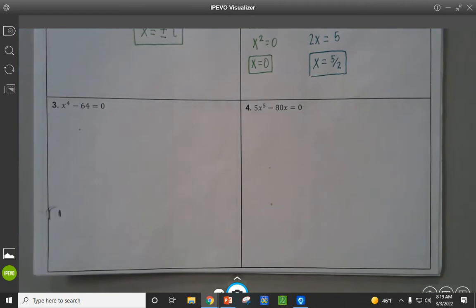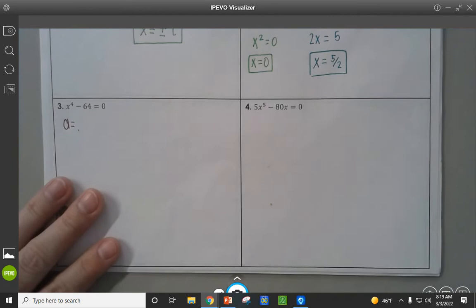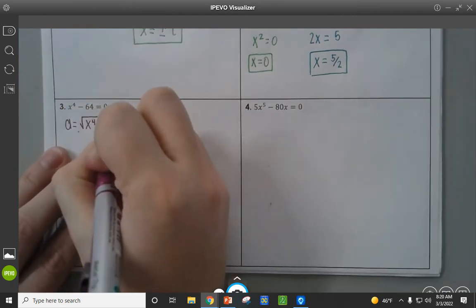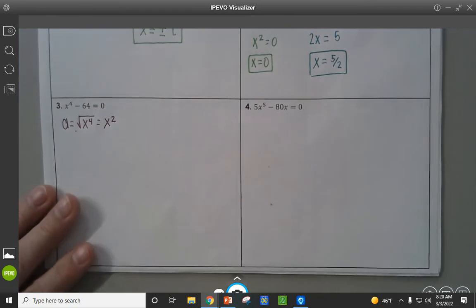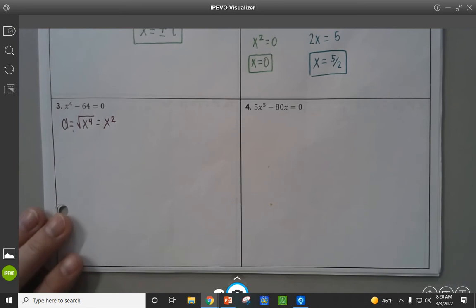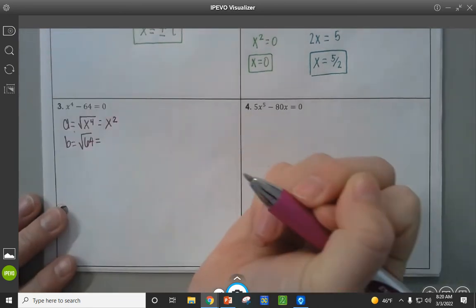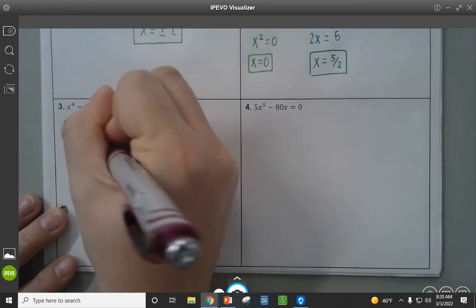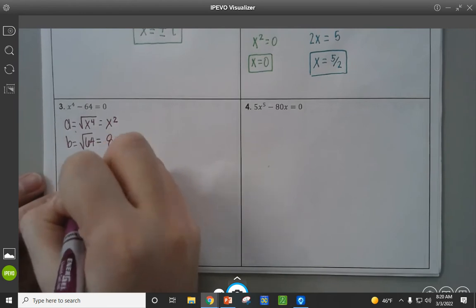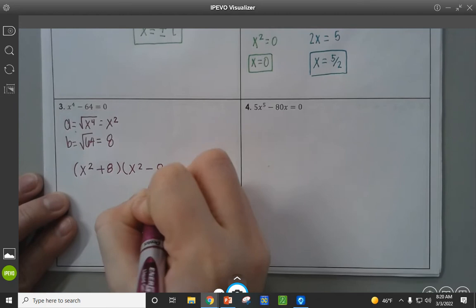So anyway, we have difference of squares. So what is your A? It's going to be the square root of x to the 4th, which is x squared. Remember, doing the square root, you divide by 2. That's why it has to be a multiple of 2. And your B is the square root of 64, which is what? 8. So this factors into x squared plus 8, x squared minus 8.